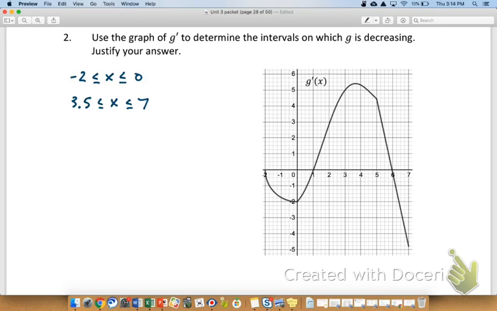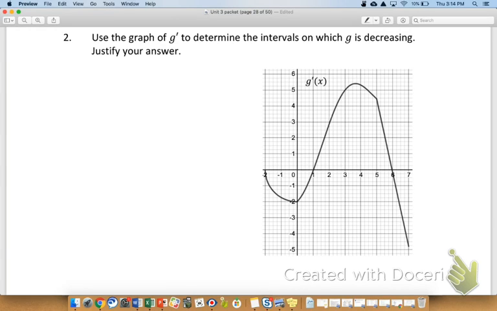And that actually is a thing that we'll find, but it's not what this asked for. This asked for where the graph of G is decreasing. G would be decreasing if G prime is negative. And since that's a graph of G prime, where would negative values show up?